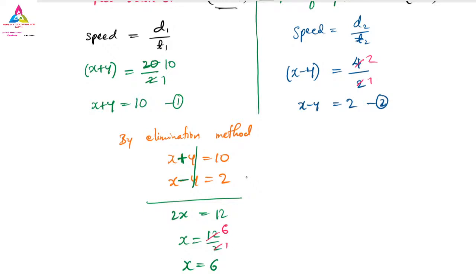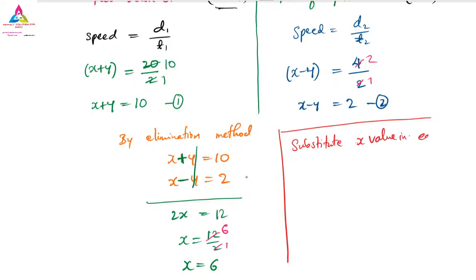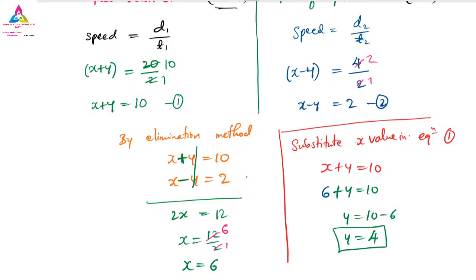Similarly we have to find the value for y also. So substitute this value in any one of the equations. Substitute the x value in equation 1 or 2, left to you. So I will substitute in 1. So x plus y is equal to 10. The x value we know is 6, plus y value is unknown. So y is equal to 10 minus 6. So the y value is equal to 4. So this is our x and y value and this is our answer.